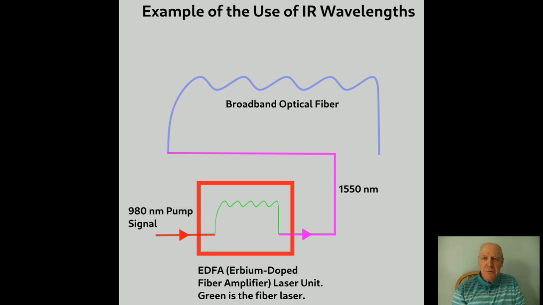Coming in from the left is a 980 nanometer pump signal. What that laser does is it causes population inversion in the short bit of fibre that's in the red box below the optical fibre, and that causes that bit of fibre to laze. And the radiation it emits is of wavelength 1550 as shown.